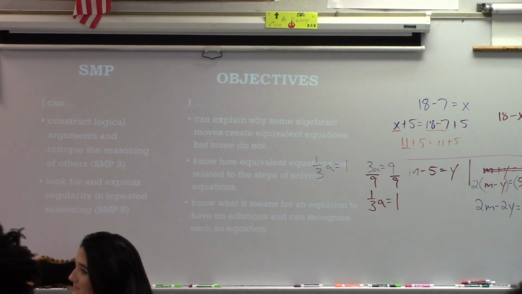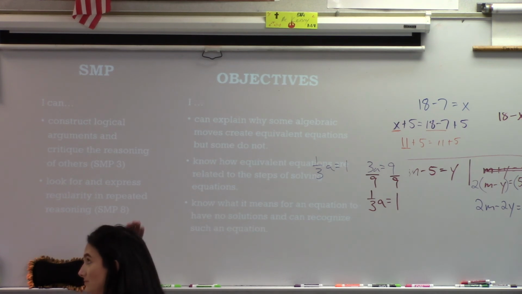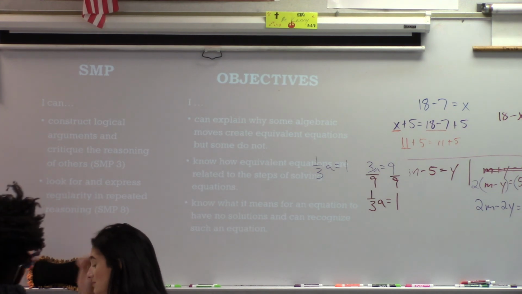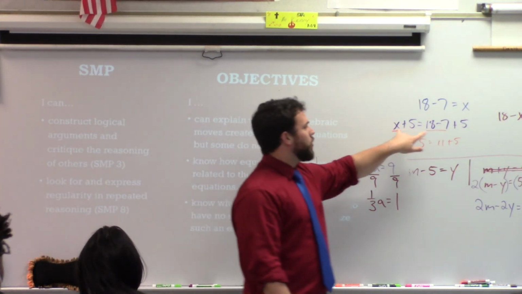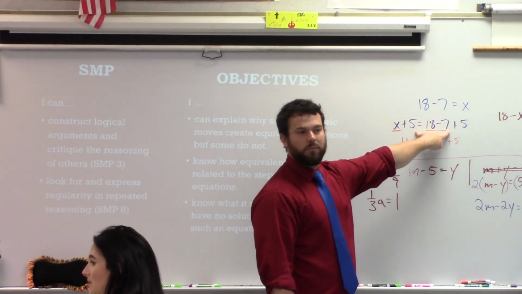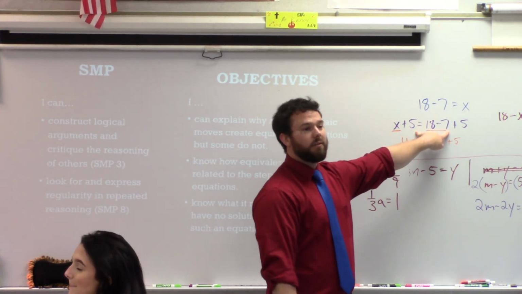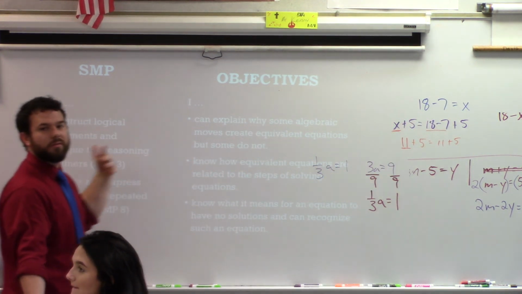Okay, really quickly, because we actually already hit on this. Does anyone know why some algebraic moves create equivalent equations? Why did this algebraic move create an equivalent equation? That's all I'm saying right there, right? In order to create an equivalent equation, you have to use a property of equality.